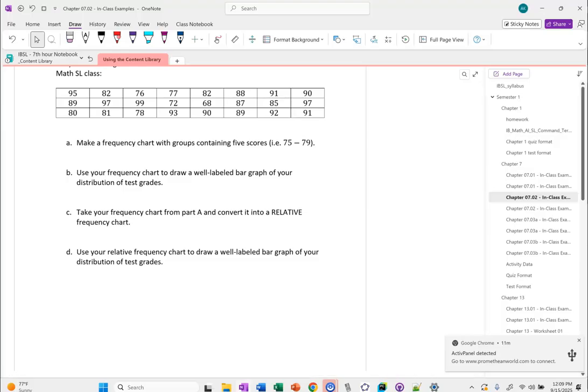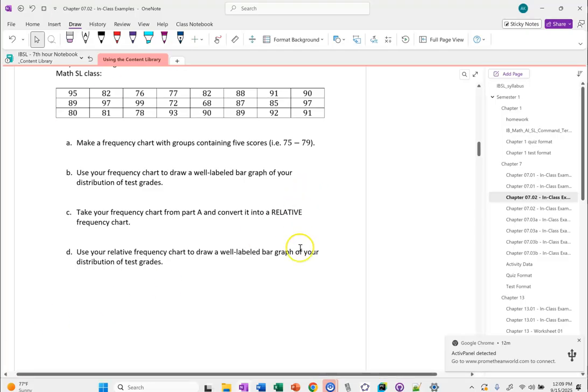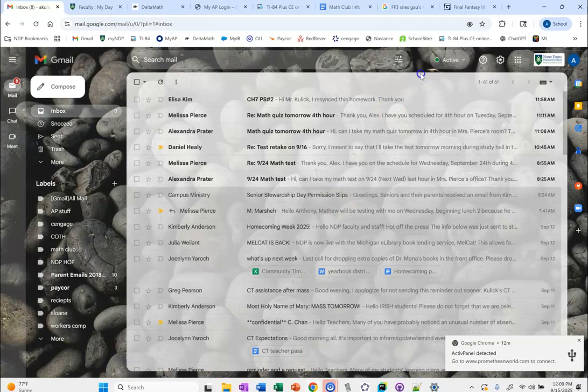So here it's asking you to make a frequency chart with groups containing scores like 75 to 79, and then like 80 to 84, and then 85 to 89, etc. Now, relatively easy to do that, right? What's going to be the biggest hassle? Sorting the scores out, right? So I want to show you something you can do on your calculator that can make that a little bit easier.